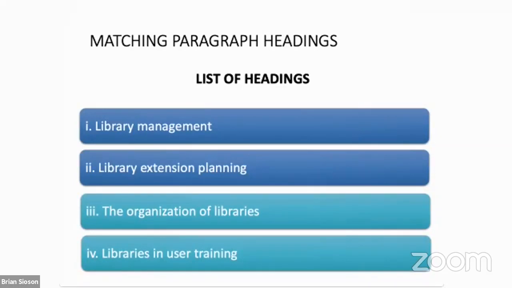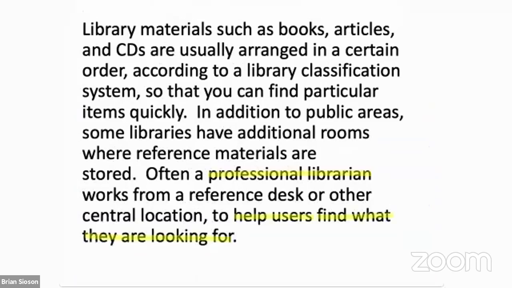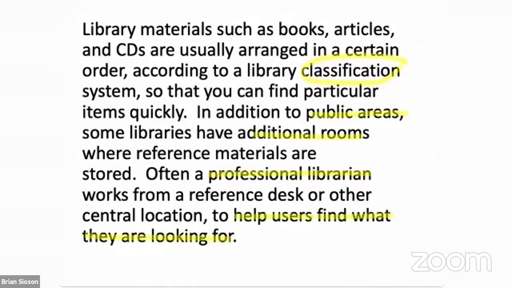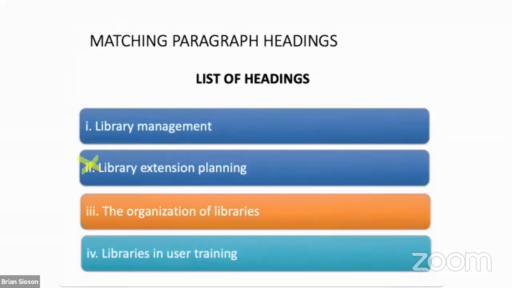But the best response here is definitely 3, because we have here classification in that system in order to find items quickly. So we have the public areas. This is one department. We have additional rooms. Okay, we have reference materials. We have the reference desk, and then we have CDs, books, articles. All of them are organized. They are in sections or departments. So the correct response here is 3.